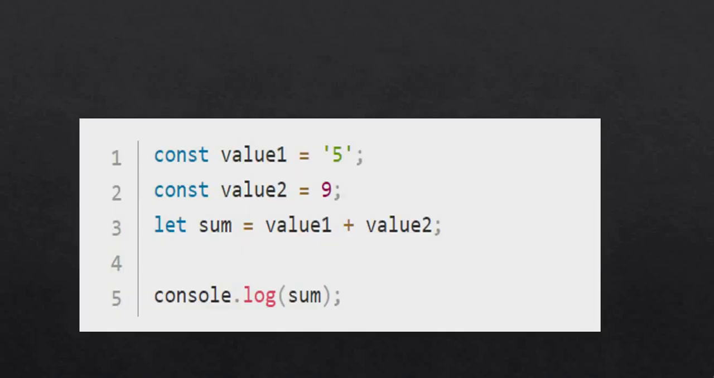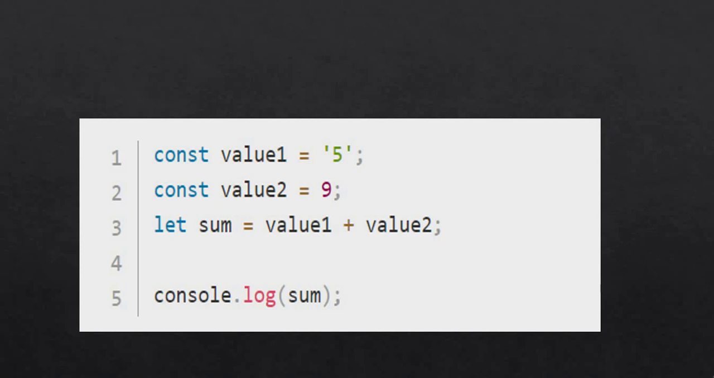I have one value of 5 and another value of 9. 5 is a string and 9 is a number. The answer should be 14 because we are doing a sum. But what will happen in JavaScript? First, it will see value 1, in which I have 5. It is a string, so it will convert value 2 also into a string. So our answer will be 59.